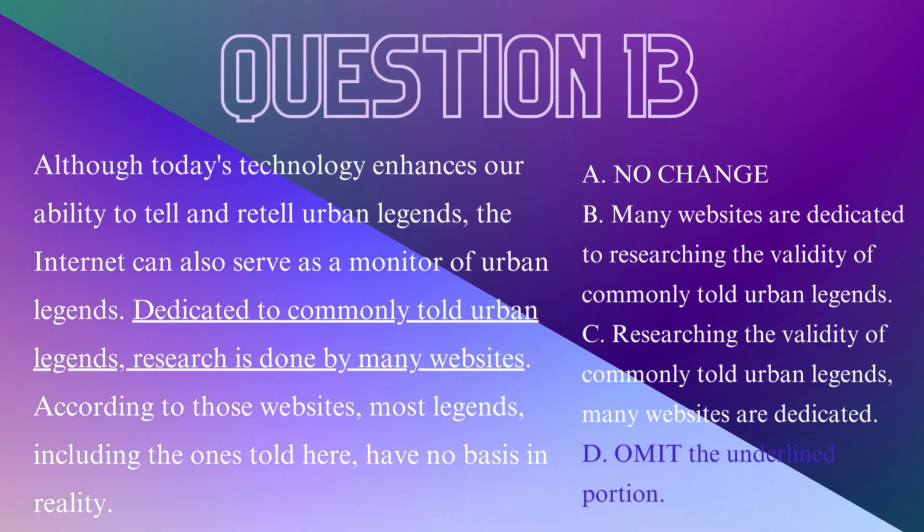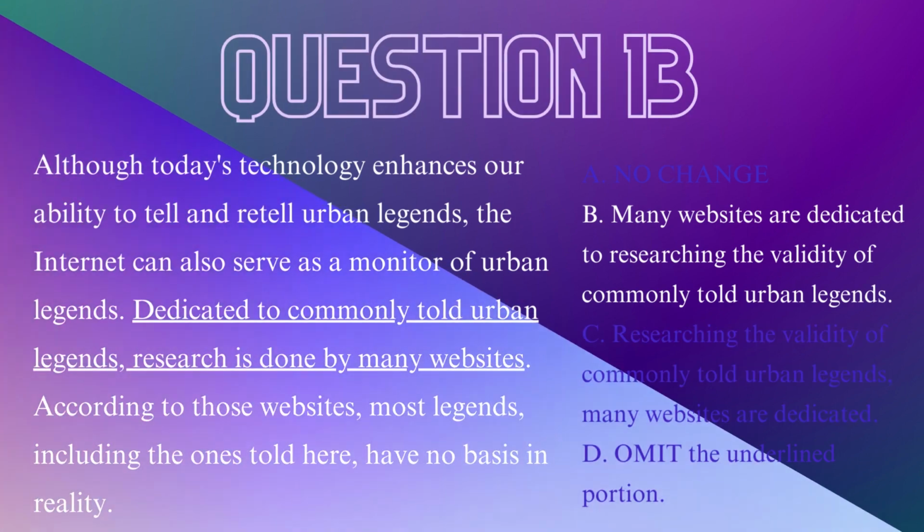Let's consider A, no change. I see a problem. It says research is done by many websites. Are the websites actually performing the research, or are the people? A is not the answer. So which is written in the best possible way, B or C? B. Many websites are dedicated to researching the validity of commonly told urban legends. This sentence is the best choice. And if you watch lesson 1, you'll remember it's not always about finding the correct answer, but the best answer.